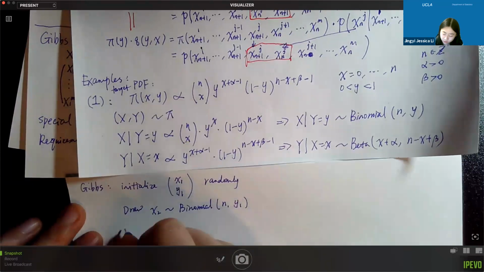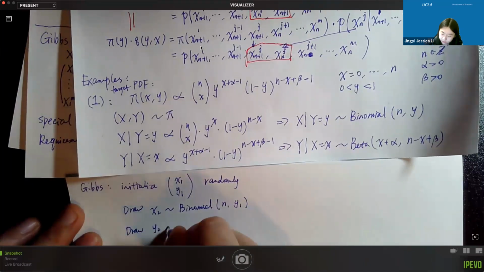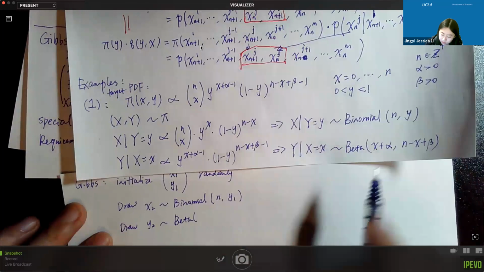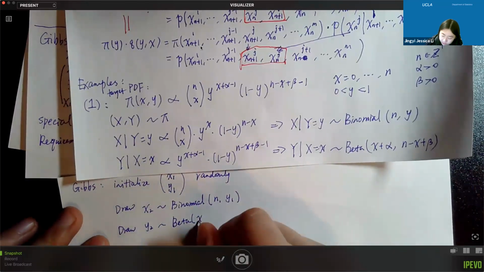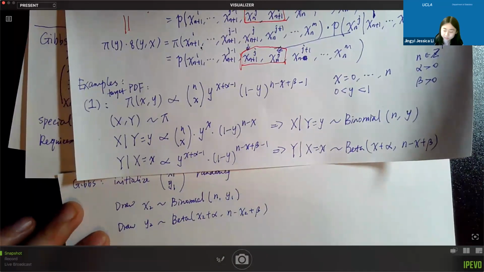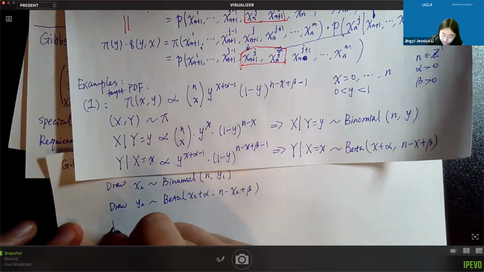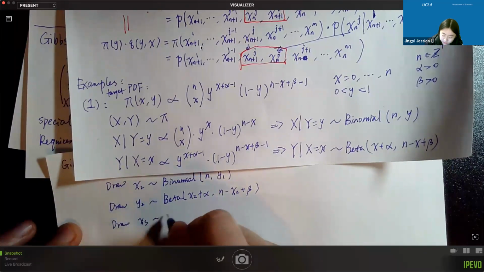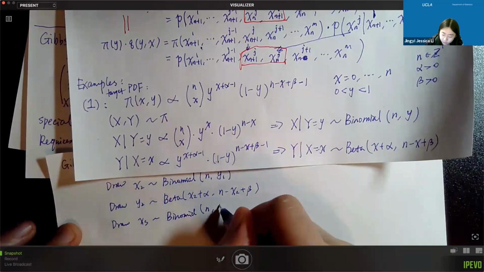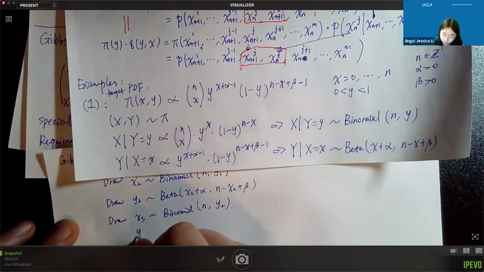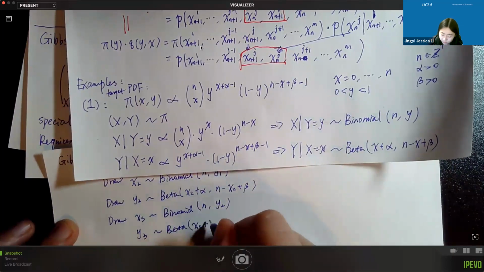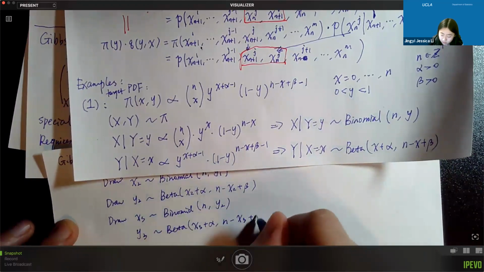And next, we draw our y2 from a beta distribution with x set to x2, so we have x2 plus alpha and n minus x2 plus beta. That's what we do. And then we continue. We draw x3 from binomial with total n and probability y2. And then y3 is drawn from beta with two parameters x3 plus alpha and n minus x3 plus beta, and so on.